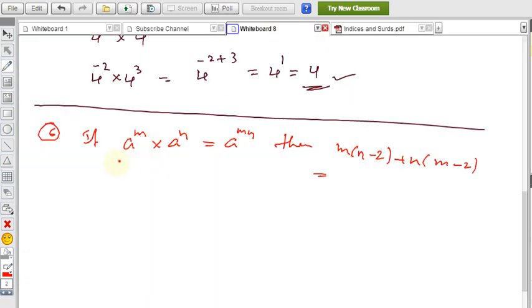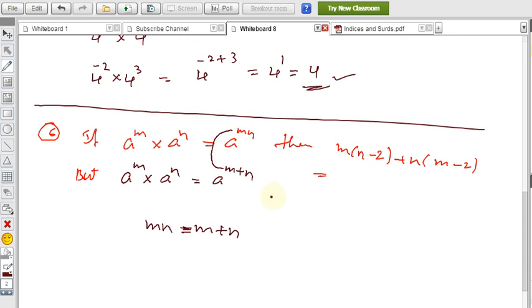Even if they give this, we'll take the original formula. What we know is a to the power m into a to the power n is equal to a to the power m plus n. So the LHS is the same, and according to the RHS, these two are the same. That means m into n should be equal to m plus n. So when we add or multiply, the result comes the same. mn is equal to m plus n.